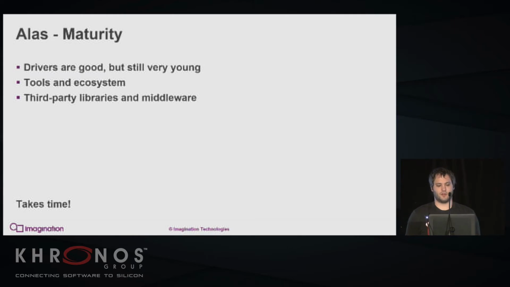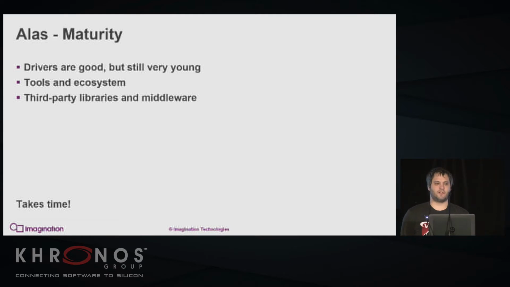The same is true of the tools and ecosystem. So we're going to be hearing from some of the LunarG guys about the validation layers, the loader, and they're improving day by day, and the rate at which they're improving is increasing. But there are still gaps, which means if you compare the tools and ecosystem between Vulkan and one of the more traditional APIs, Vulkan still falls a little short.